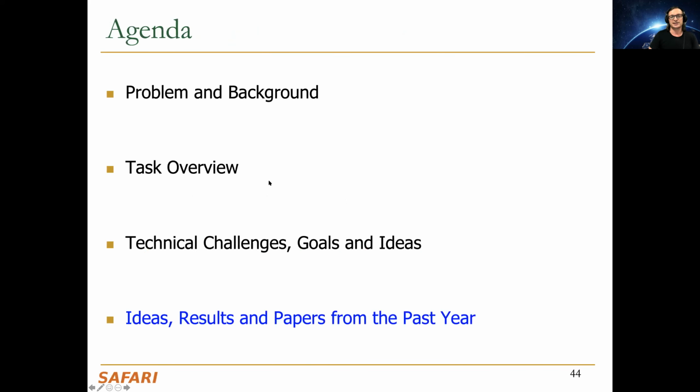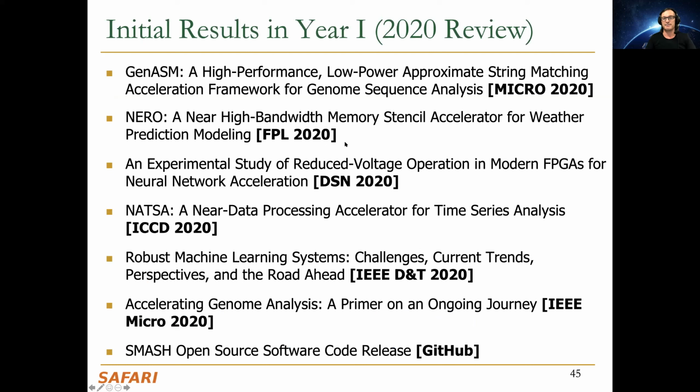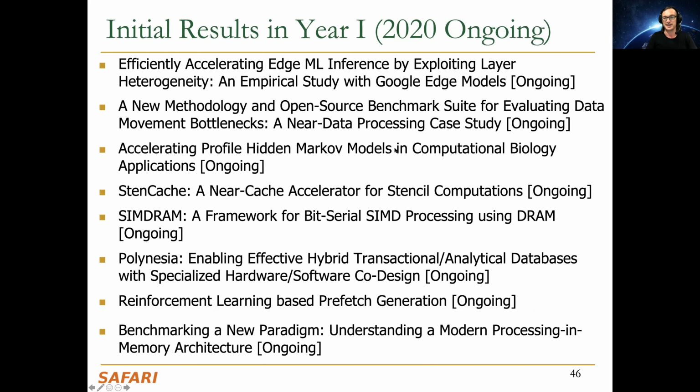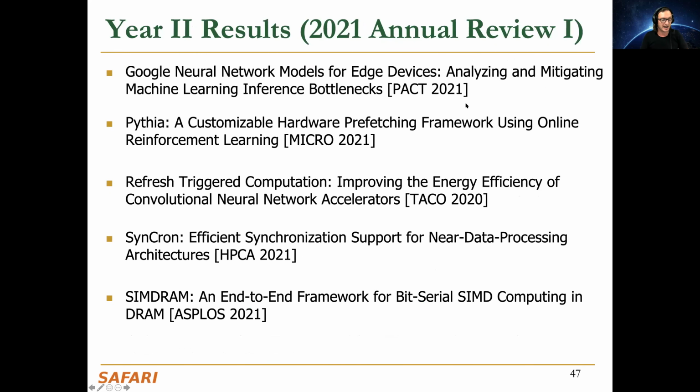Okay, so let's go into some of the progress that we have made this year. These were results from the past year that I presented in the 2020 review. I'm not going to cover them. You can take a look at the 2020 review. And these were some of the initial results, as I mentioned in the prior review, that were ongoing. Some of the ongoing works have become real, and they're published or about to be published this year. You can see in this example, this is the year 2 results.